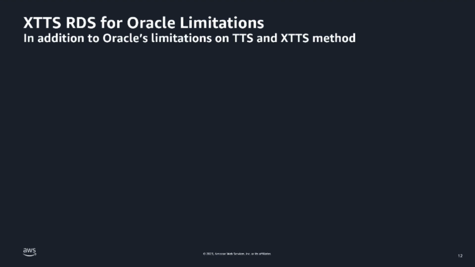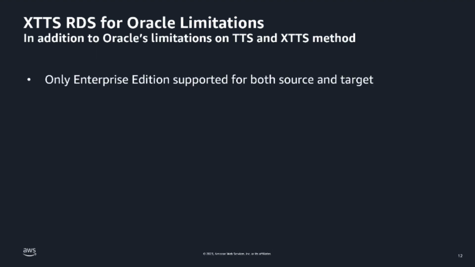Obviously, transportable tablespaces restrictions will apply. Earlier, we saw Oracle's limitations for transportable tablespaces and XTTS with the RMAN incremental backup method. There are some additional limitations on using XTTS with incremental backups for RDS for Oracle. These are as of this recording. We at AWS continuously build capabilities to address such limitations based on customer feedback. Neither the source or target database can use Standard Edition 2, SE2. Only Enterprise Edition is supported. You can't migrate data from an RDS for Oracle DB instance using transportable tablespaces. You can only use transportable tablespaces to migrate data to an RDS for Oracle DB instance. Again, this is as of this recording.